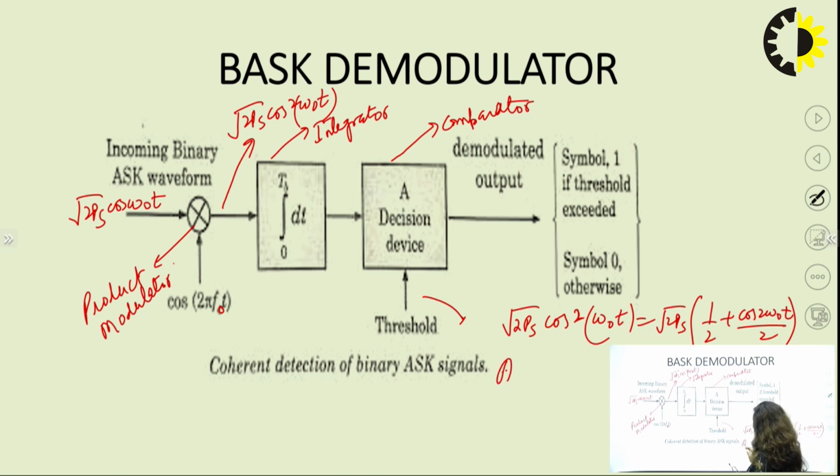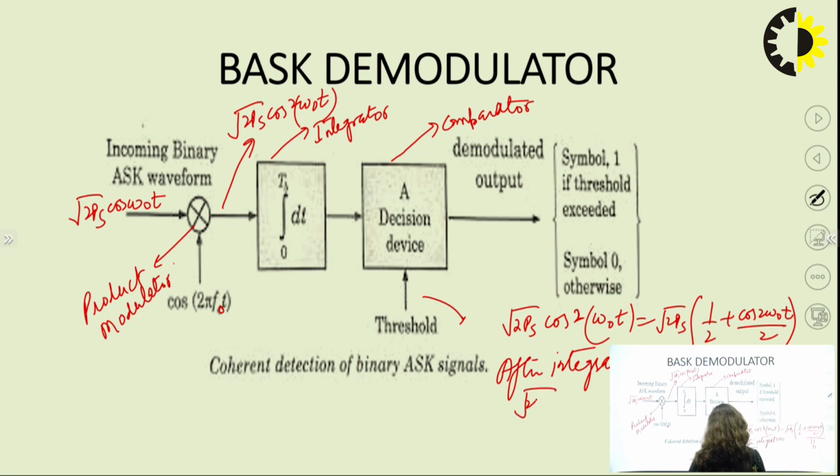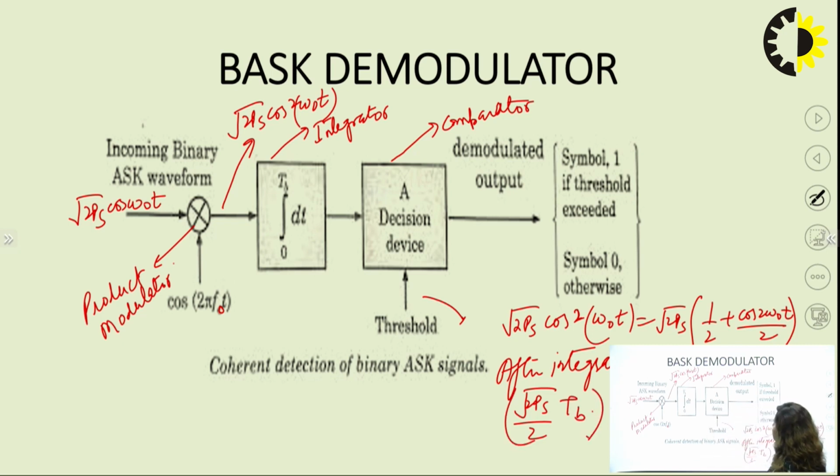So after integration, because the next part, which is cos 2 omega naught t over the whole cycle 0 to TB, will come out to be 0. So after the integration, what you will get is under root 2Ps by 2 multiplied by TB. Then a decision making device, or a comparator circuit, is there.